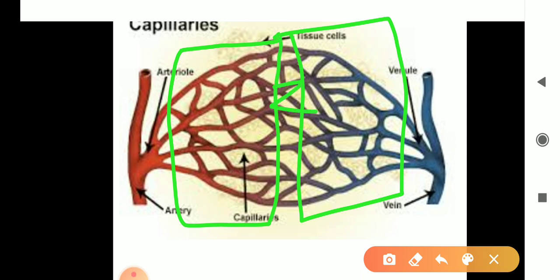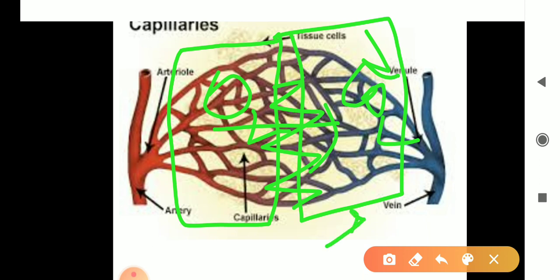After exchange through the tissues, this blood becomes rich in CO2. Here it is rich in O2, and after exchange it becomes rich in CO2. Then the capillaries collect the blood, and through the venules that blood enters into the veins, and all the veins join together and finally form the vena cava, and from the vena cava again the blood enters into the right chamber, the right atrium of the heart.